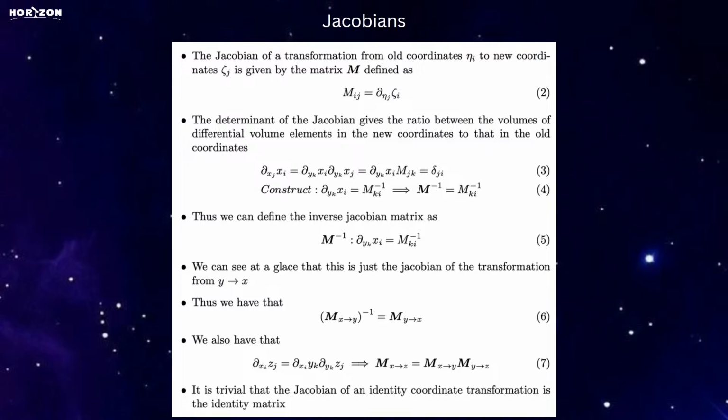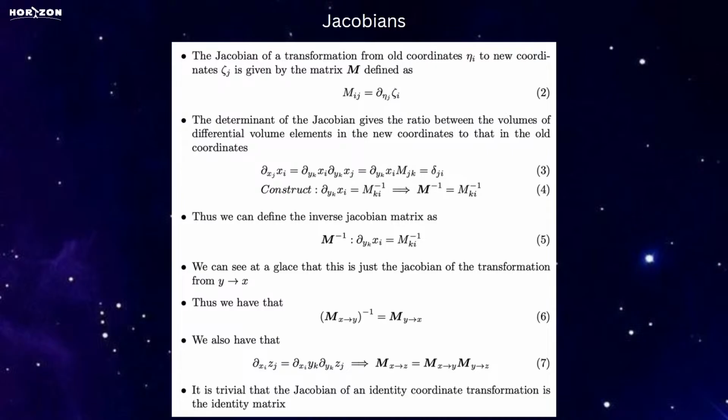Before moving on, let's look into something called a Jacobian, which is pretty important. The Jacobian is nothing but a transformation matrix. This transformation matrix has information on how the initial and final coordinates are mapped. Mathematically, the Jacobian, the transformation matrix M, is defined as the partial derivative of zeta with respect to eta. Here, zeta being the final coordinates and eta being the initial coordinates. So it's the partial derivative of the final coordinates with respect to the initial coordinates.